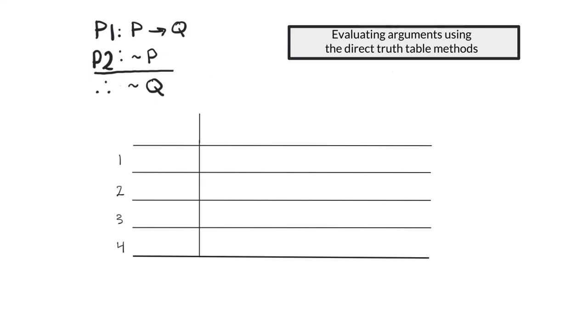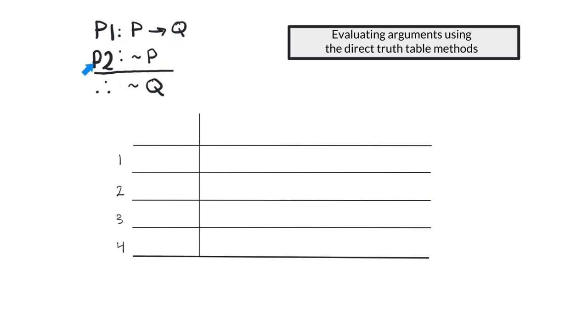In this video, I'll show you how to use the direct truth table method to evaluate the validity of an argument. So we've got a new argument, a different form than the previous form. It doesn't really matter what P and Q stand for, since as we learned, validity is all about the form or the structure of the argument.